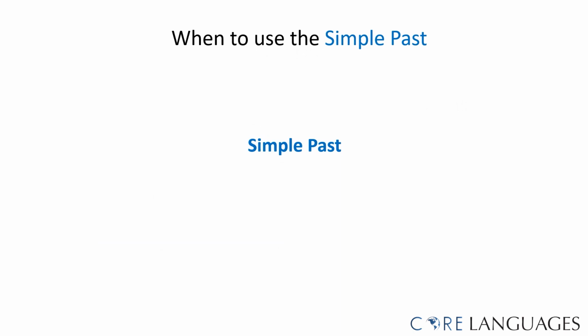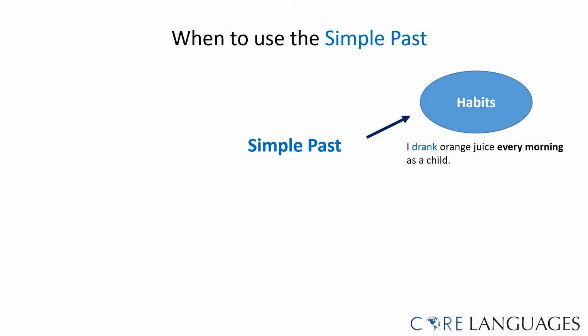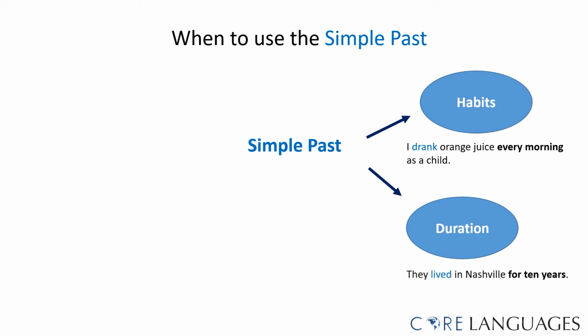It is important to know when it is correct to use the simple past. We use the simple past when talking about habits. For example, I drank orange juice every morning as a child. We also use the simple past to talk about a duration of an event in the past. For example, they lived in Nashville for 10 years.